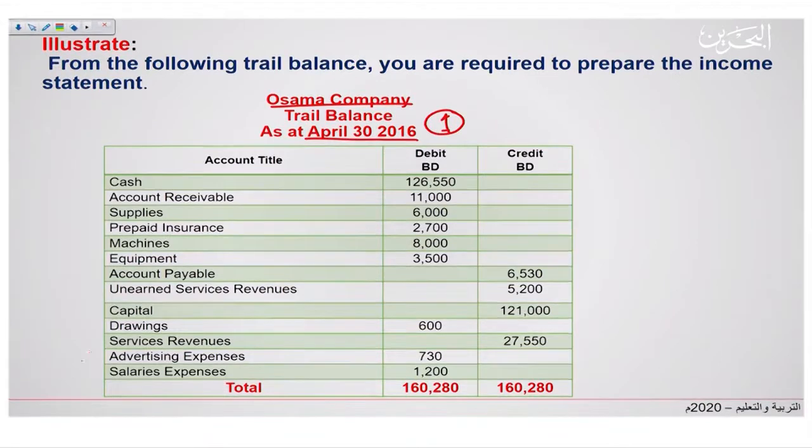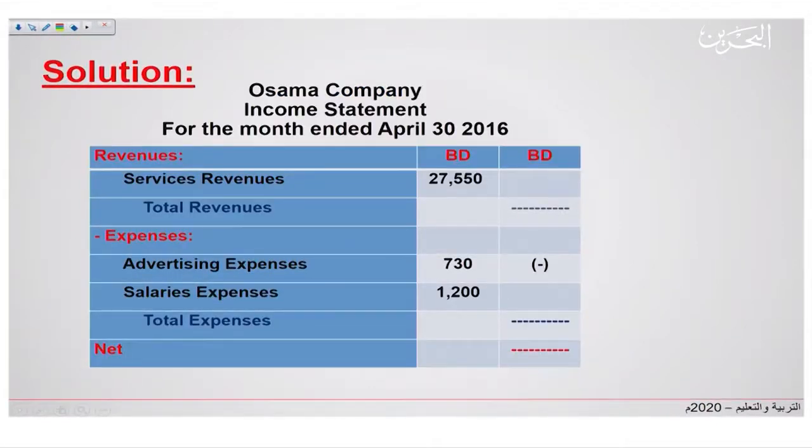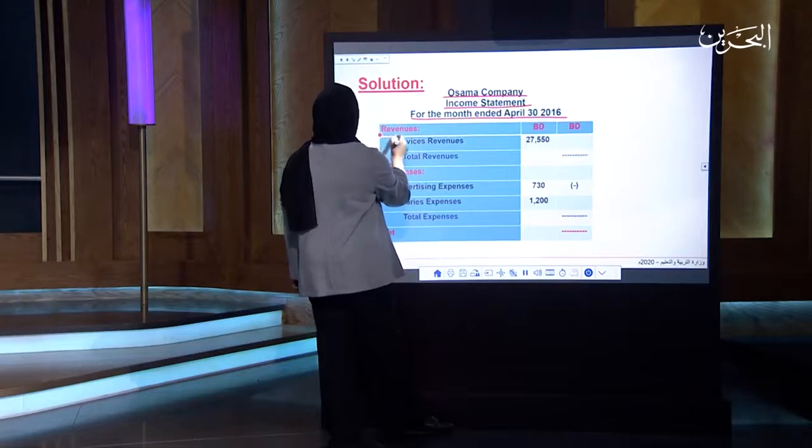So we will go directly to the service revenue, advertising expense, and the salaries expense. This one is a revenue, and these two are expenses. We will take the amounts of each entry and we will transfer them to the table of the income statement. In this slide, we have here Osama Company, the name of the company, and we have specified that we are using the income statement, and we have written down here the period for this income statement, which is for the month of April 13th, 2016. Here we have listed the revenues.